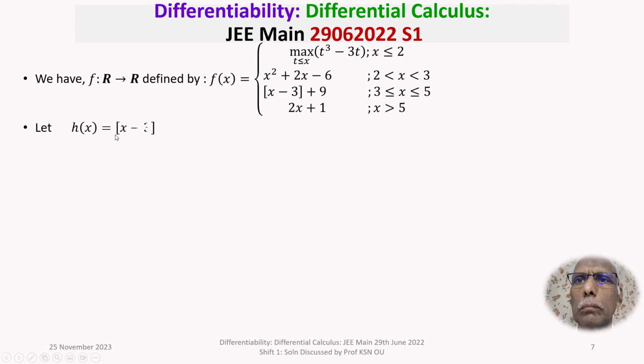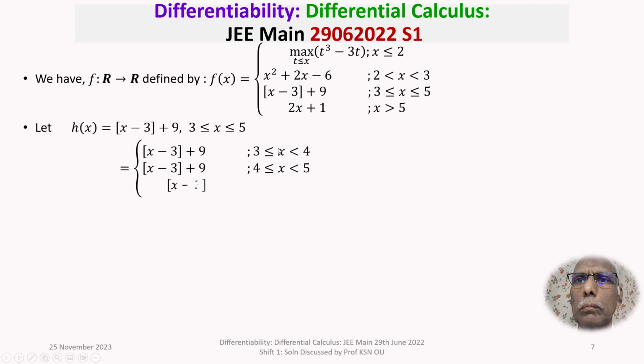So let h of x be equal to the bracket of x minus 3, plus 9, when 3 is less than or equal to x less than or equal to 5. Because it's a bracket function, we look at how it behaves in the intervals, that is 3 less than or equal to x less than 4, 4 less than or equal to x less than 5, and x is equal to 5, because in this, 5 is included. So in these functions you have to compute.